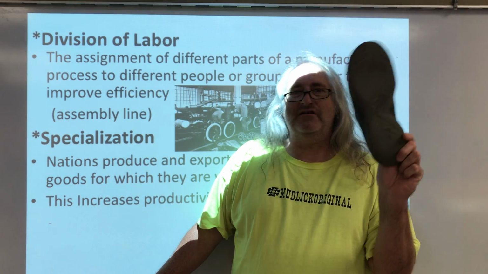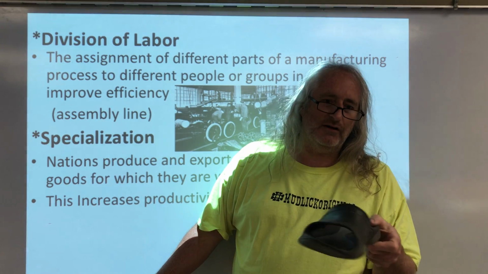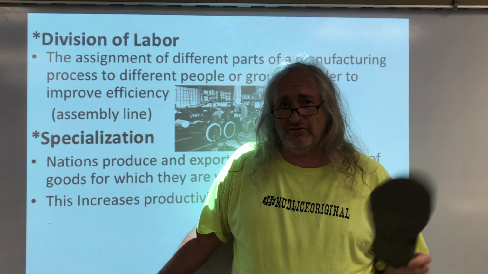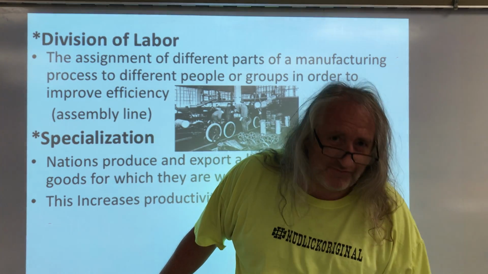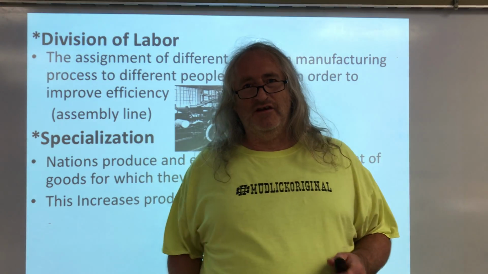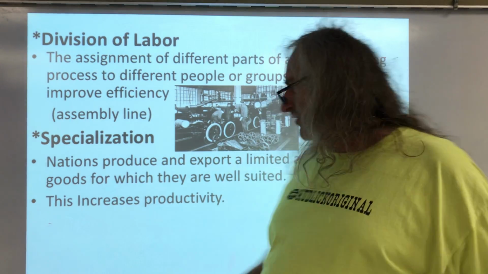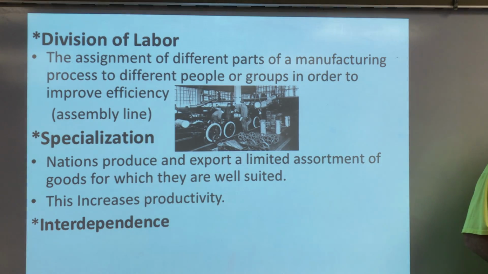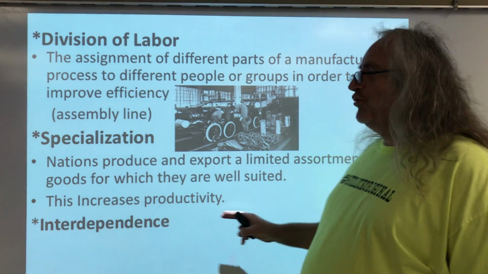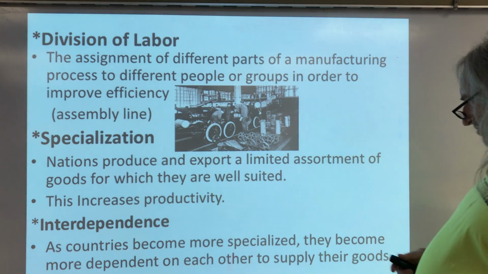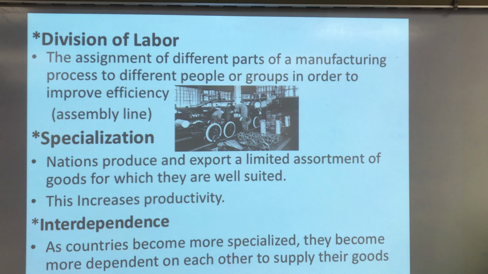But once again, we've had the example of shoes. Do you think this shoe was made in the United States? And the answer is absolutely not. It was made in China. Can't we make shoes in the United States? We absolutely can, but we found out it's better to focus on what we're good at. There's a little phrase that says, do what you do best and trade for the rest. And a lot of countries seem to have bought into that. But when we do this, it creates a notion of interdependence. That means we're all dependent on each other as a global economy. As countries become more specialized, they become more dependent on each other to supply their goods and services.